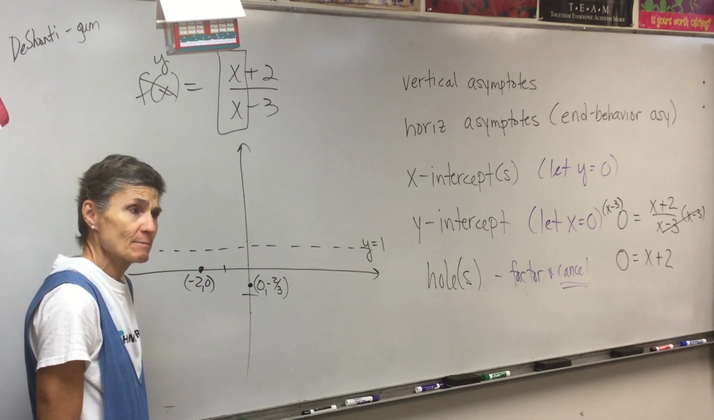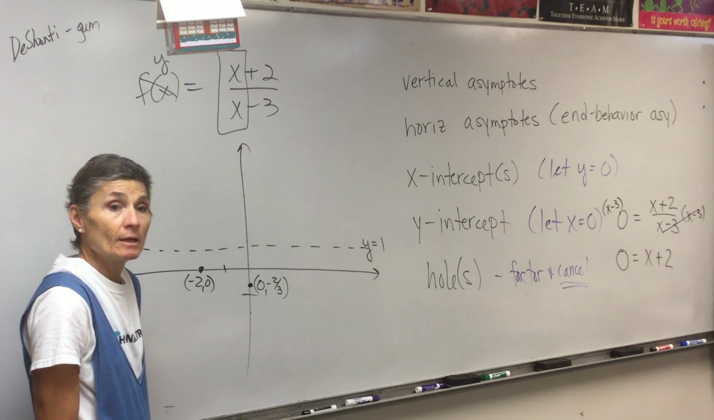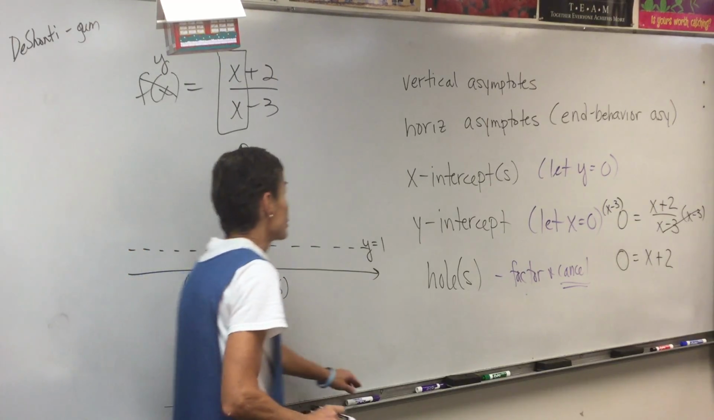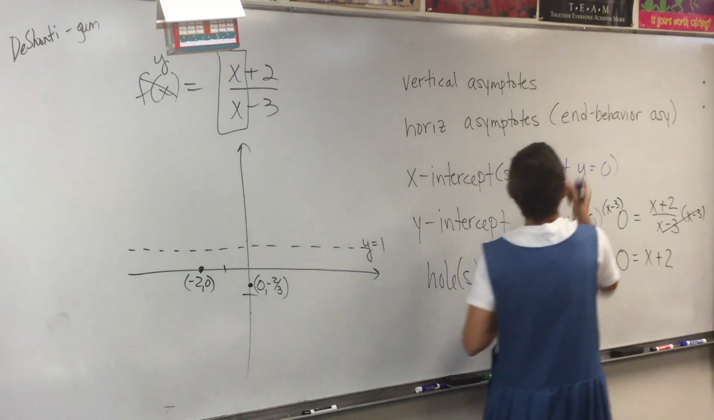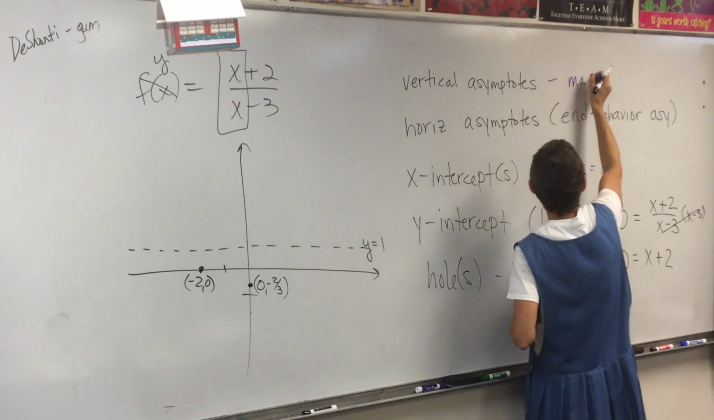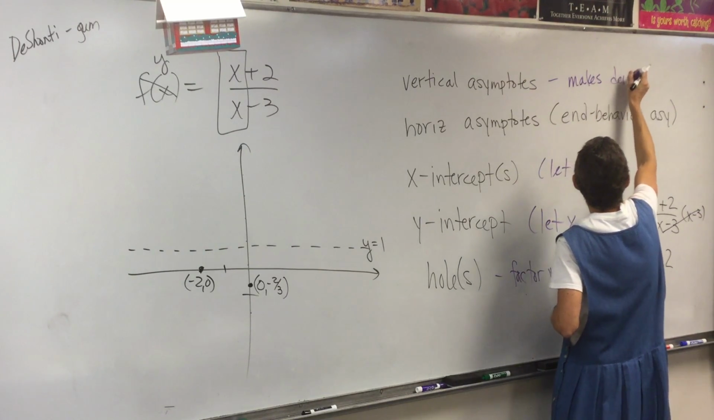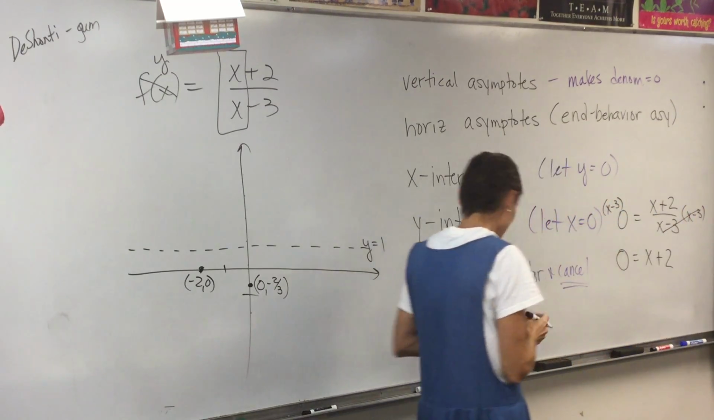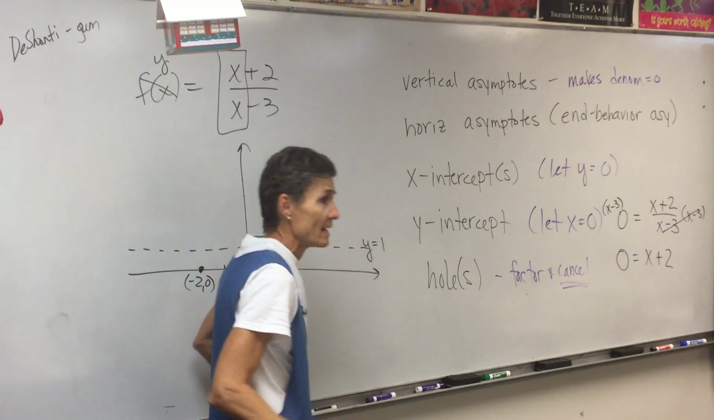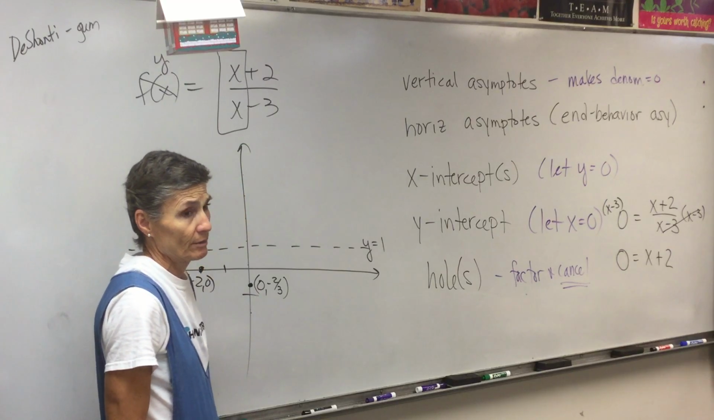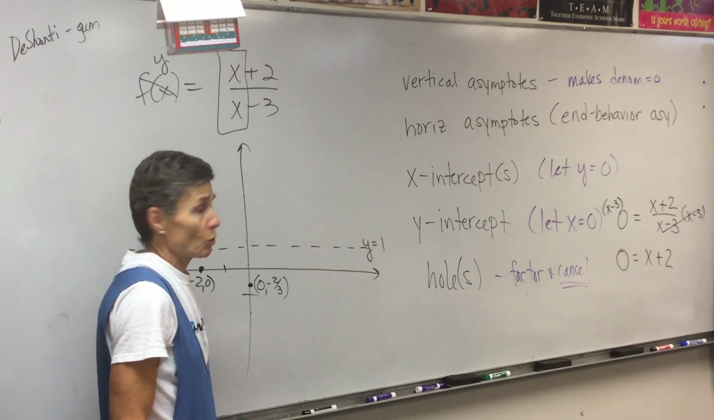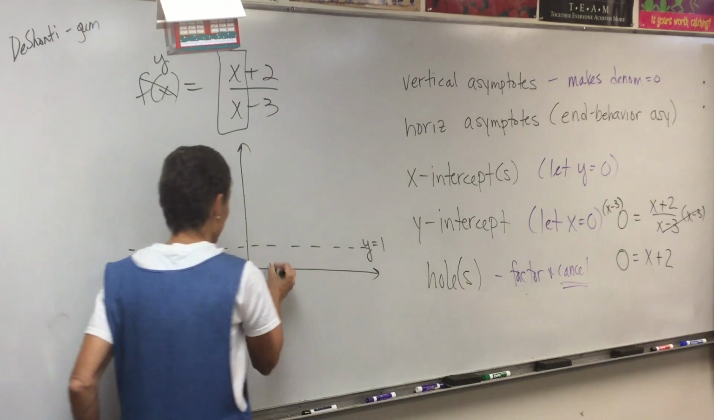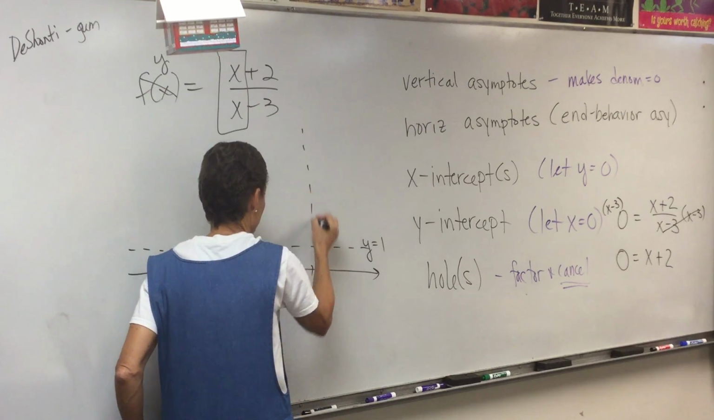How about the vertical asymptote? It's what x can't be in the denominator. So your vertical asymptote is anything that makes the denominator 0. We do not want a 0 in our denominator. So what would make our denominator 0? 3. So we're going to put a vertical asymptote there.